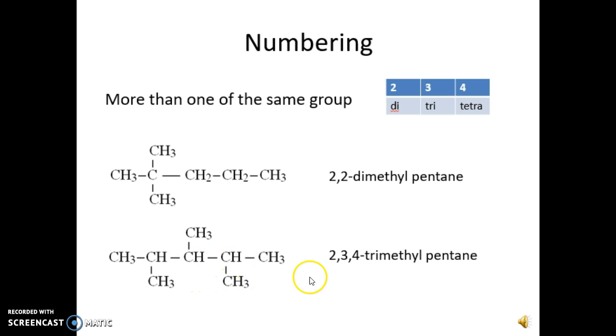So the next one here, once again we've got pentane. Longest chain is the longest continuous chain. So in this case we've got a methyl group at carbon 2, a methyl group at carbon 3, and a methyl group at carbon 4. Okay, so then we call that 2, 3, 4. We have 3 of them, so it's trimethyl pentane.